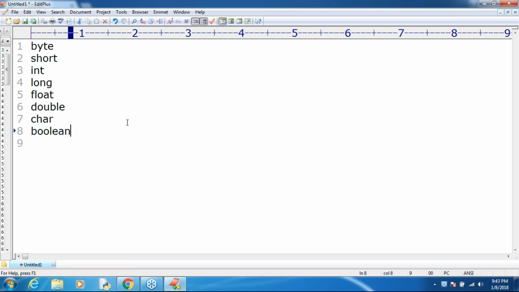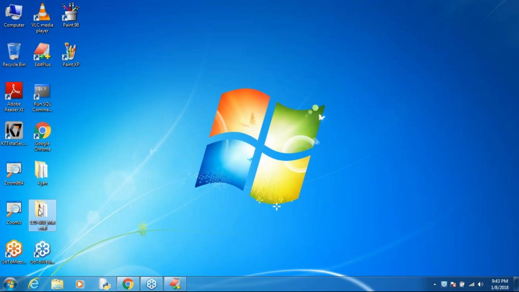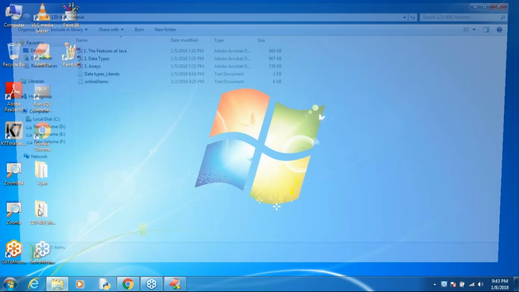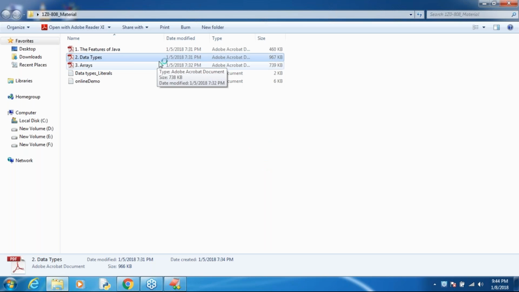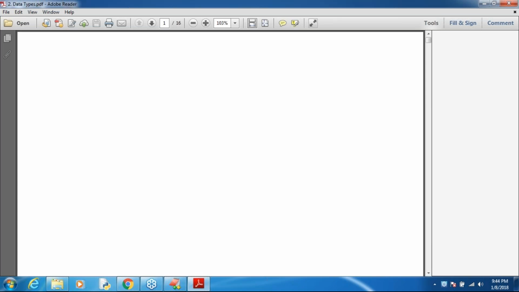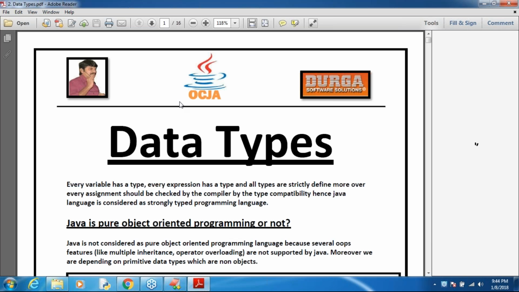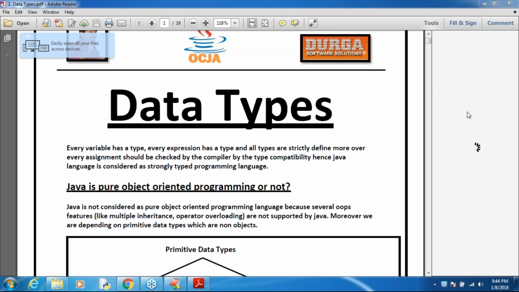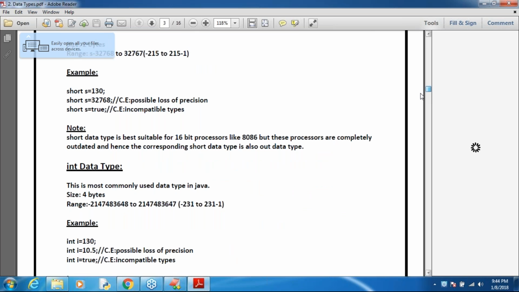If you observe the material, just have a look once in the material. You can see the table. Just observe that. This data types summary, compulsorily you people should have clearly. Have a look once, one minute please. Here that's all, the summary of Java primitive data types.